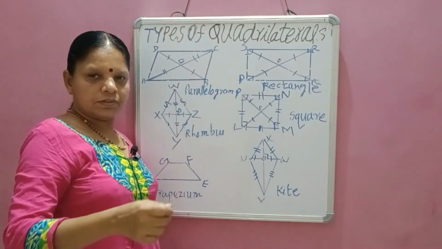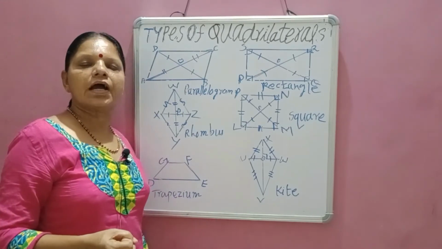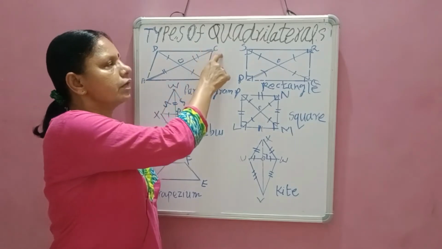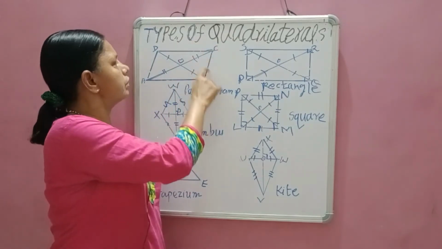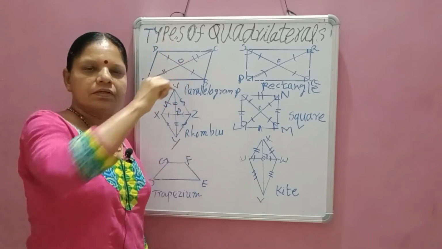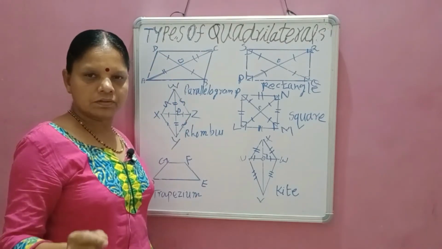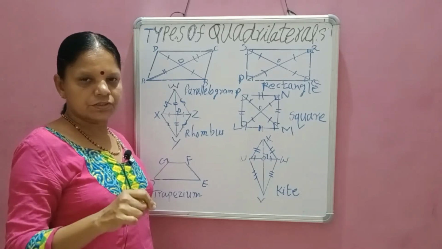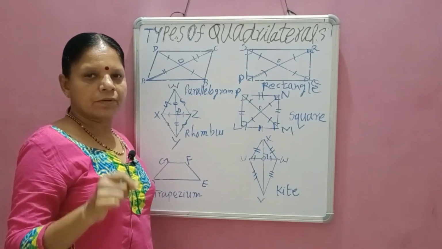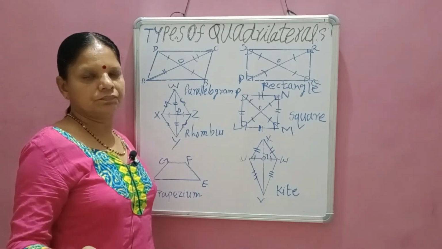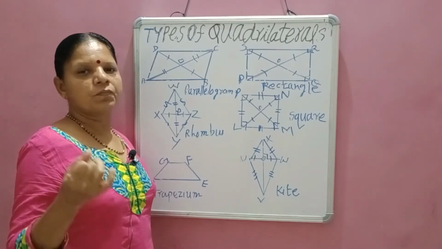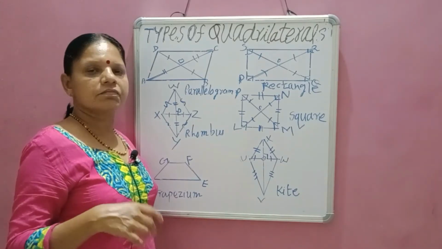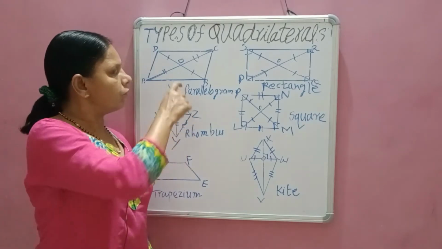Then the third property is opposite angles are congruent. That is, angle A congruent to angle C, angle B congruent to angle D. These are the properties of parallelogram. So definition and properties. Clear? Definition: when the opposite sides are parallel, then the quadrilateral is parallelogram. And the three properties: opposite sides are congruent, opposite angles are congruent, and diagonals bisect each other. That is all about parallelogram.